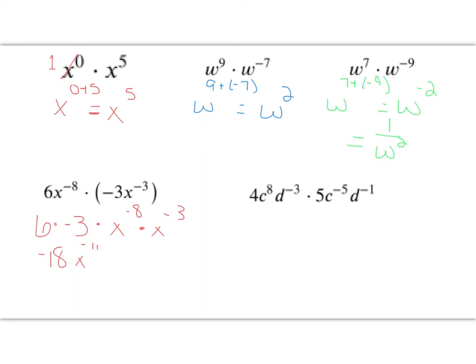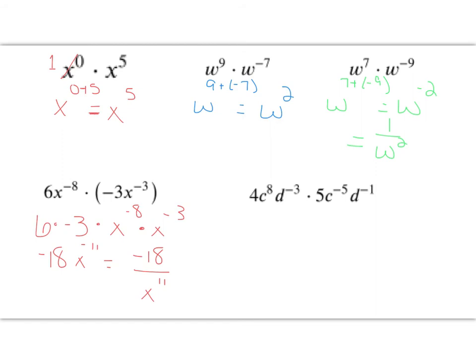Well, we have to fix that x to the negative 11. The negative 18 is fine, so it's going to stay in the numerator, and x to the negative 11 is going to jump to the denominator and become x to the positive 11. So sometimes we're going to get some funky looking fractions.